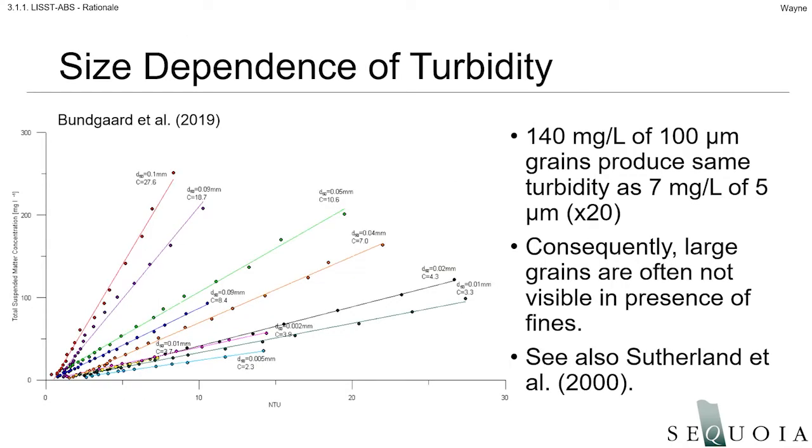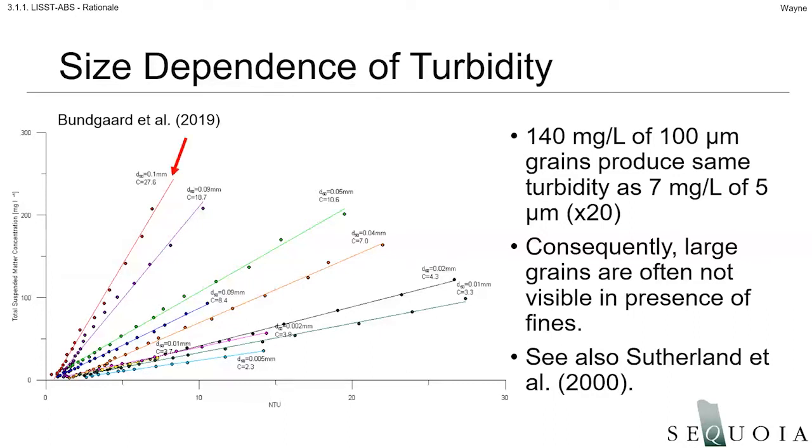This is another way of looking at that, but with actual data. This is a plot of laboratory analysis of total suspended mass concentration and the corresponding NTU measurements from a turbidity probe for a variety of sediments in different sizes. This is from Bundgaard et al. in 2019. The axes are very difficult to read on the slide, but the y-axis is the measured TSM concentration, and the x-axis is the response of the turbidity sensor in NTU. There you can see that there are different lines that have been fit to points, and each of those different lines and sets of points are different sediment sizes.